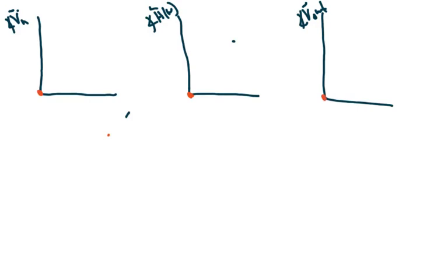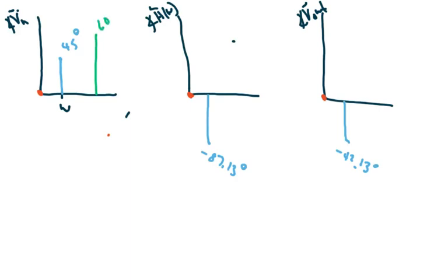Okay, for omega is 10, Vin was at 45 degrees. Okay, our transfer function was at negative 87.13 degrees. And that means our Vout would be at negative 42.13 degrees. Finally, at omega equals 30, our Vin input was at 60 degrees. Our transfer function is negative 90 degrees. And our output would be at negative 30 degrees.